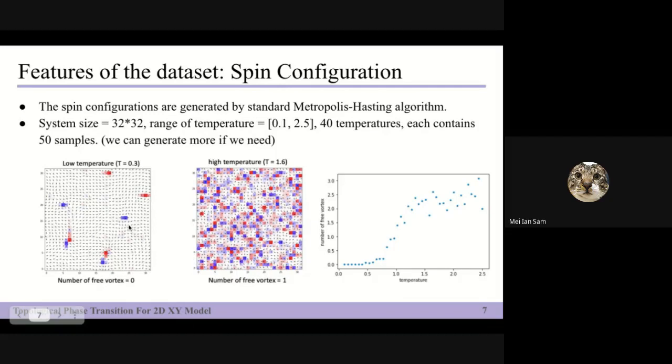So you can see the vortex-anti-vortex pairs appear in the low temperature configuration, which means that the number of free vortices equals 0. But on the other hand, free vortex creation can be accepted in high temperature. We can simply calculate the free vortex number for different temperatures. You can see that after T equals 1, the free vortex number is higher than 1. This is one of the significant features of the KT transition.